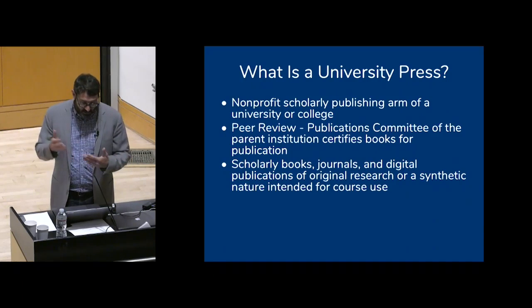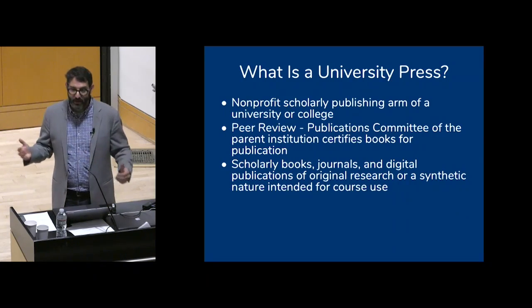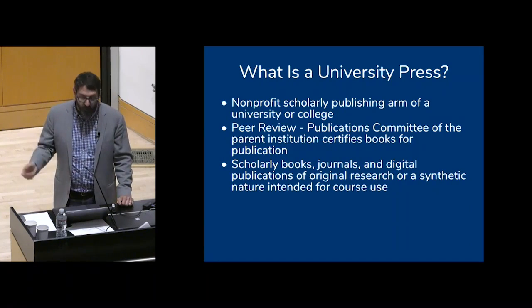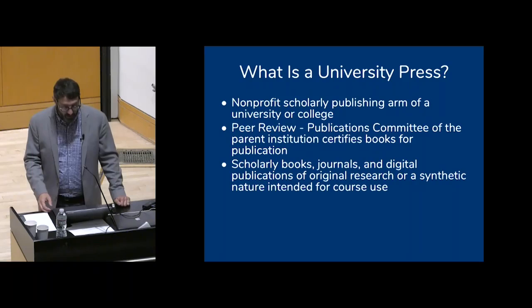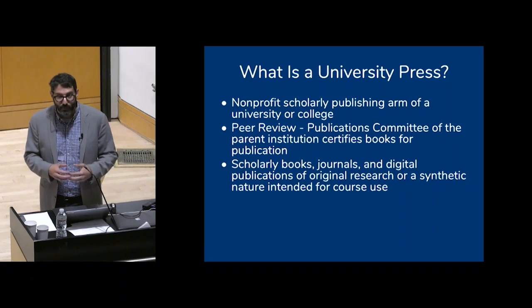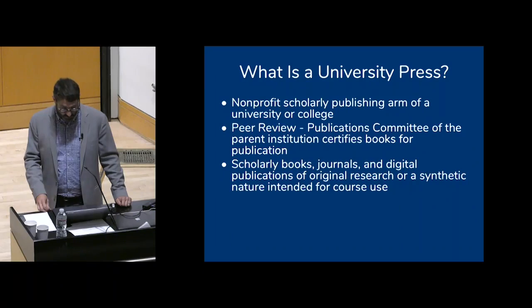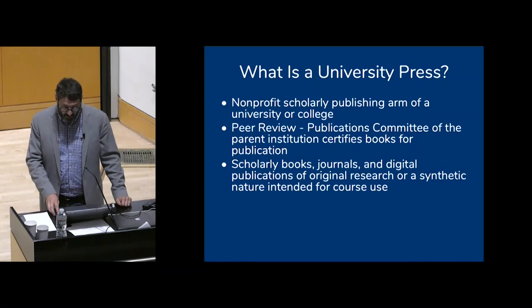And a university press, as I mentioned before, can do a whole wide range of things, from scholarly books to journals to digital publications, things that are original research, things that are synthetic and can be used for course teaching, and also books for a popular audience. So there's a wide range of types of publications.